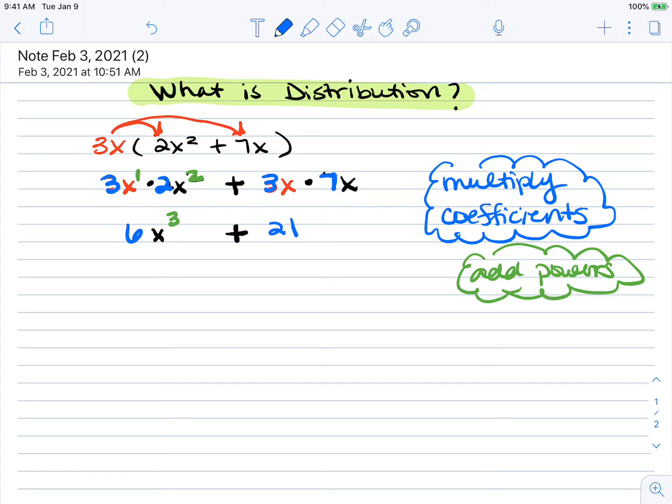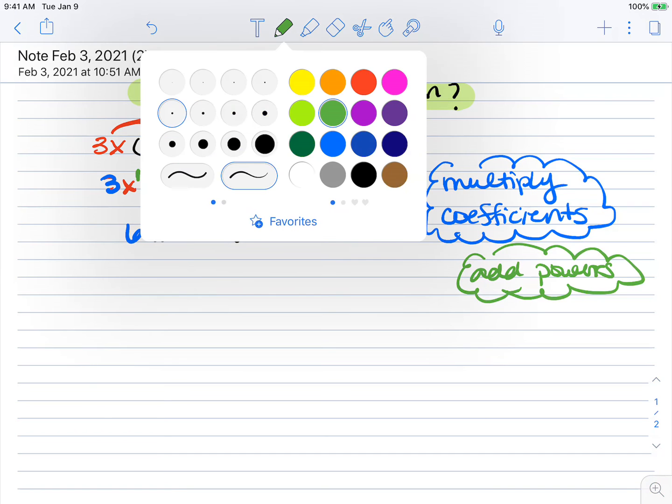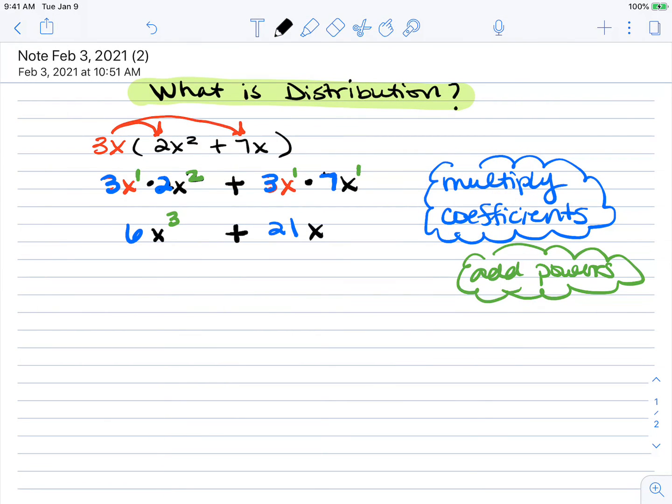And these x's inside this are missing the powers. It doesn't really have them written down, and I need to have them there so I know that I have to add them. I'm adding the powers. And when you don't have a power on your x, it's assumed to be 1. And when I add these powers, I'm going to get x to the power of 2, because when I have 1 and 1, it's going to equal 2.